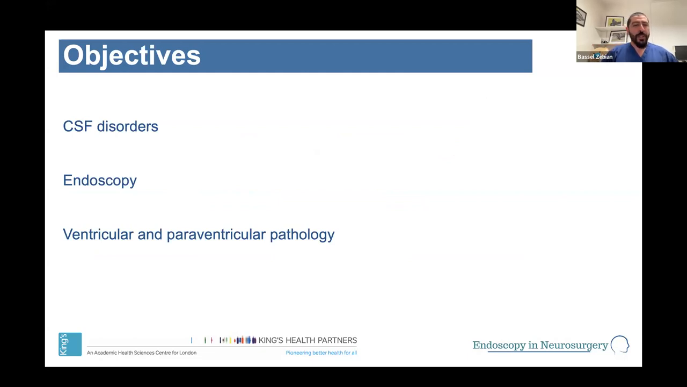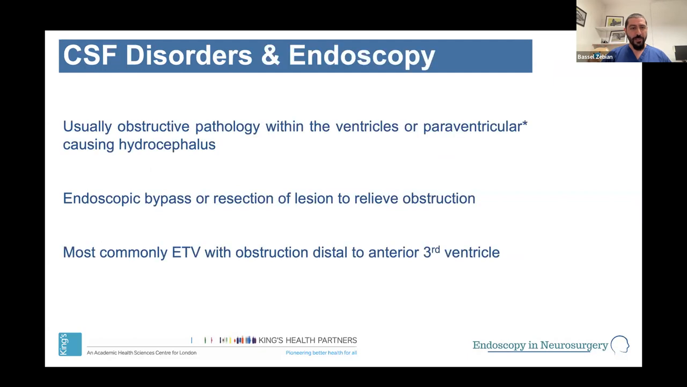So very quickly, what we're looking at here really is CSF disorders, and it's an obstructive pathology within the ventricular system. That means the endoscope has relevance, and the obstructive pathology can be within the ventricles, and it can be paraventricular and impinging on the ventricular system and the channels within. And really, the ethos is either endoscopic bypass, i.e. an ETV, which is the most common thing that we do endoscopically, and or resection of the lesion to relieve the obstruction.